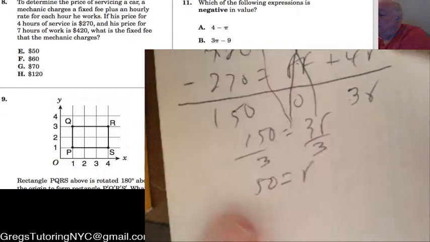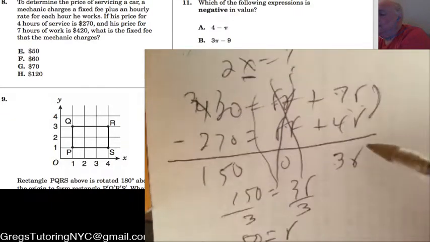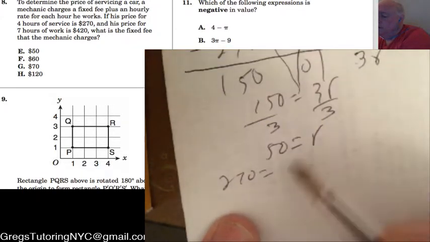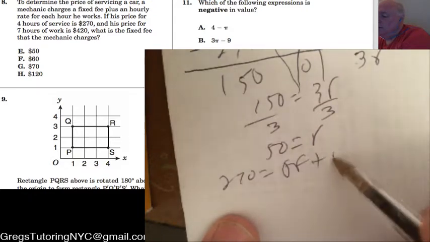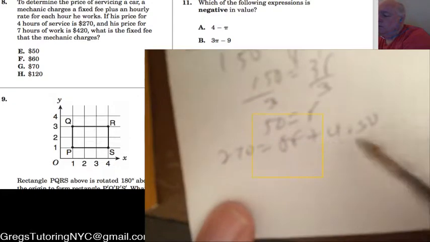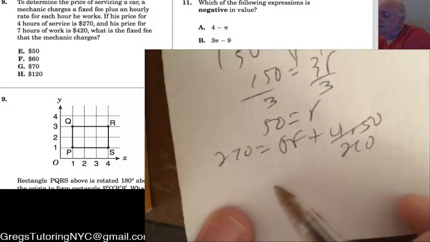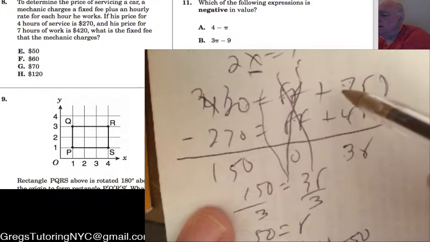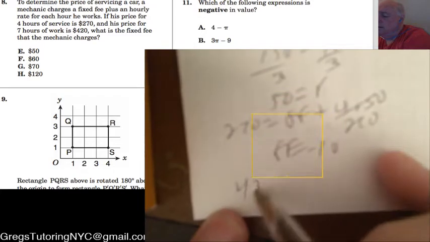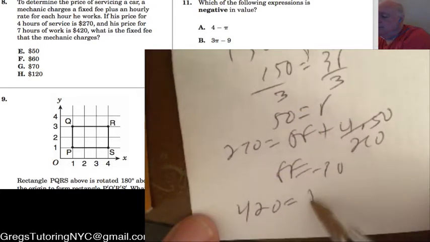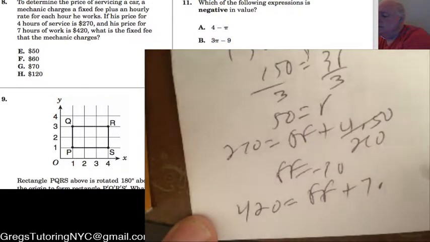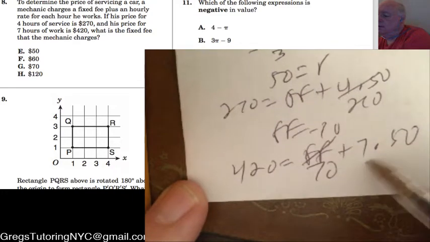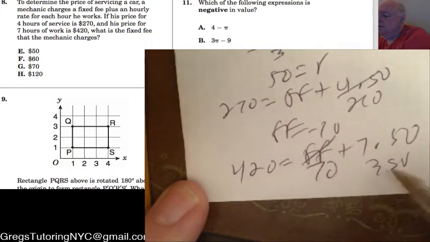For the fixed fee, we can use either one of these and plug in R. So let's take 270 equals the fixed fee plus 4 times 50. So this is 200. Then the fixed fee equals 70. And what we could do now is plug it into the other one, which was 420 equals the fixed fee plus 7 times the 50. We know now this is 70, so that should be 420. So we get 350 here plus 70 is 420.